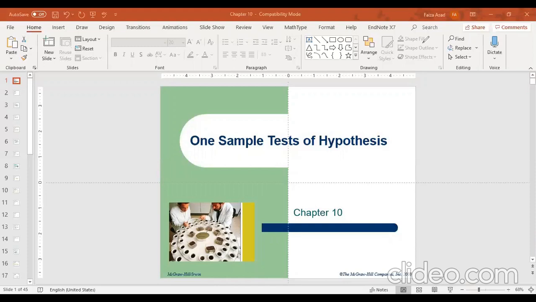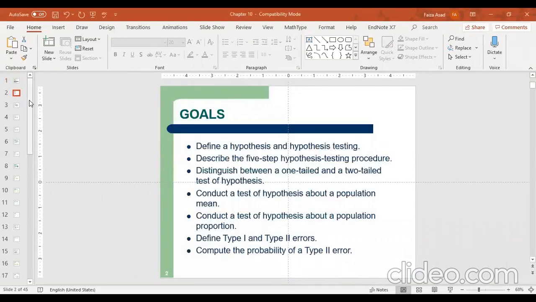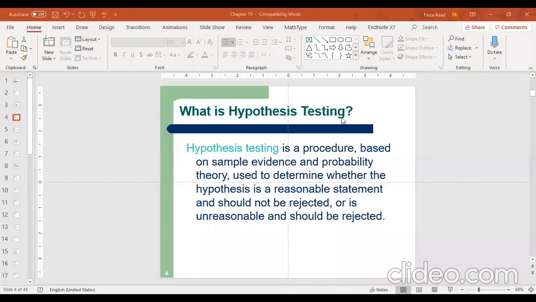So let's start with chapter 10 from the book which I have recommended to you guys in previous semester. So let's see what are the goals we are going to achieve in this chapter. We will start from the definition of hypothesis and hypothesis testing. Then we will describe the 5 steps of hypothesis test procedure. And then we will see what is the difference between one-tailed and two-tailed test of hypothesis, or you can say the directional and non-directional hypothesis. Then we will conduct the test of hypothesis about a population mean and for population proportion as well. Then we will find out what are the type 1 and type 2 errors, and we will compute the probability of type 2 error.